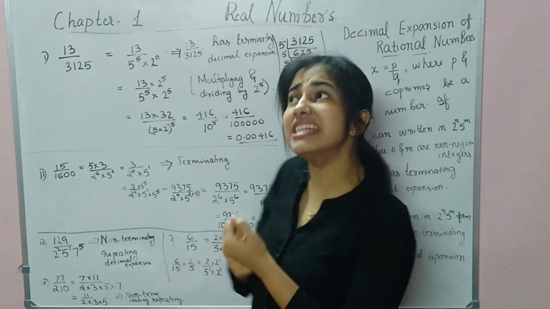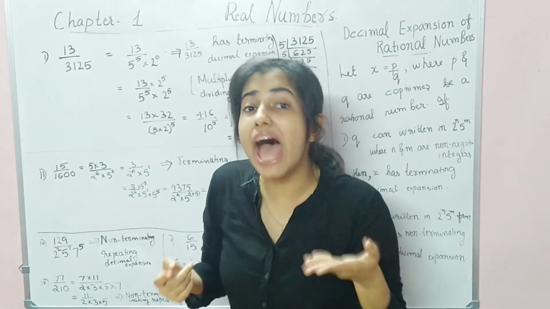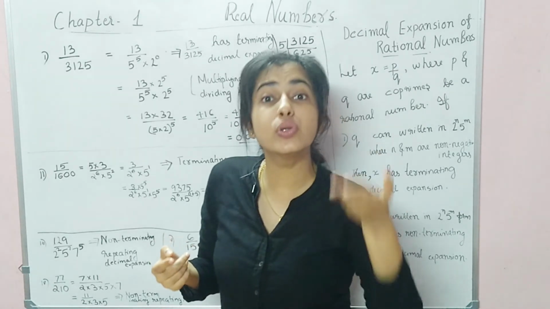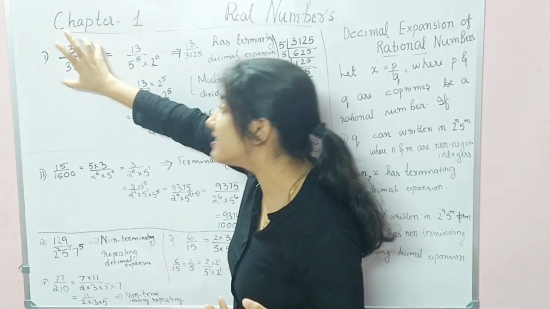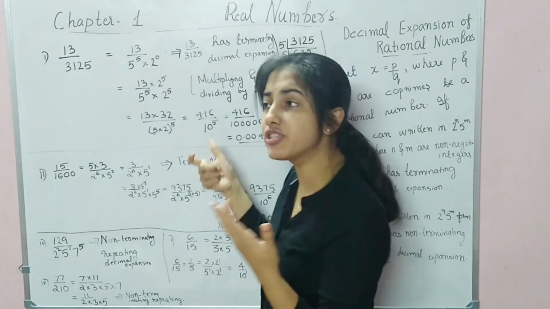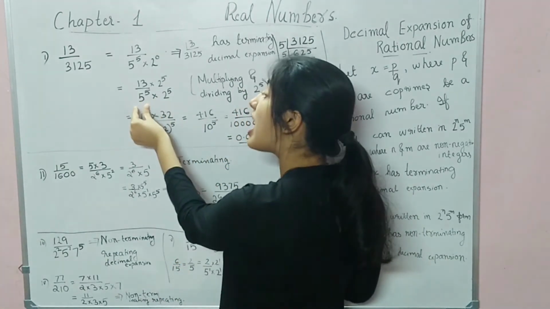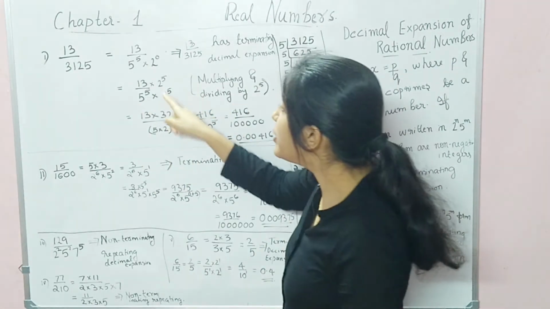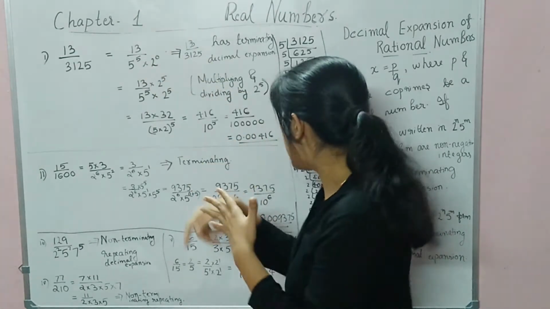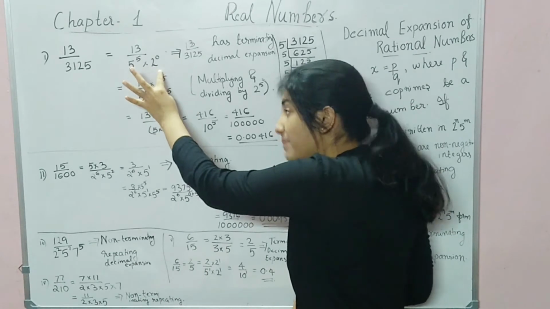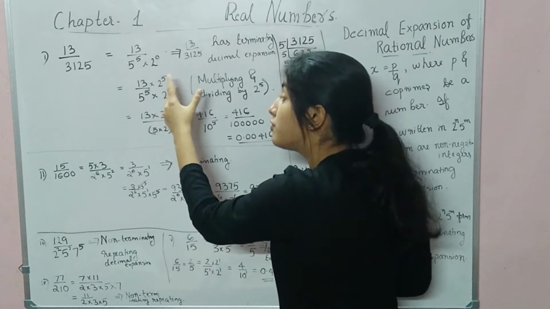So, in the question it is asked, if the number has a terminating decimal expansion, you have to find the decimal expansion without doing actual division. You have to find the decimal expansion of this number without doing actual division. So, what you have to do is, you have to make the powers of 5 and 2 same. So here when you observe, 5 has power 5. So in order to make the power of both 5 and 2 same, I have to multiply both the numerator and denominator with 2 raised to 5.